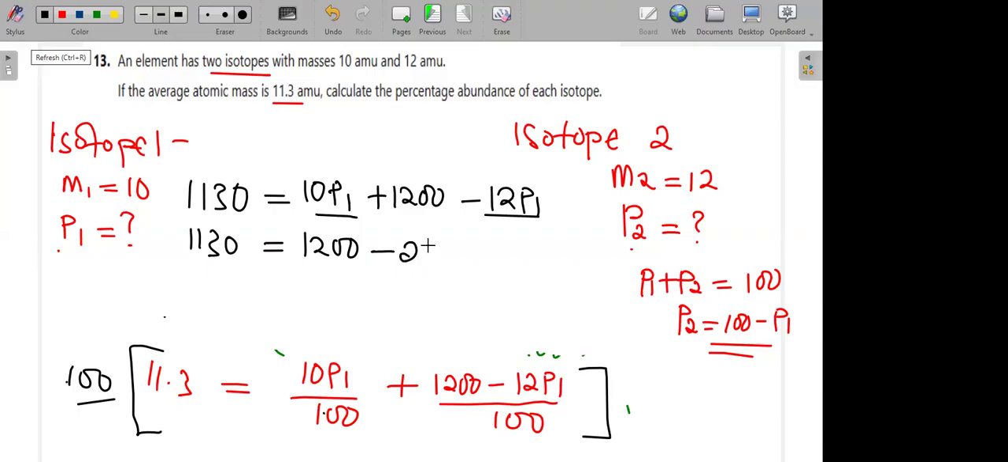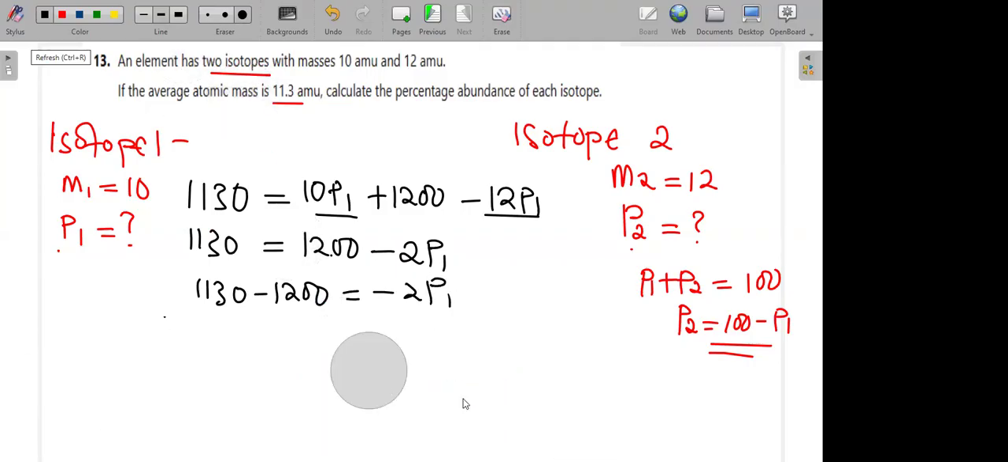It will give me minus 2P1, right? Okay, this guy goes to the other side. It is 1130 minus 12 hours. If you want to say it in terms of time, then minus 2P1. Okay, so we subtract those two numbers on the left. So 1130 minus 1200 will just give me minus 70 is equal to minus 2P1.